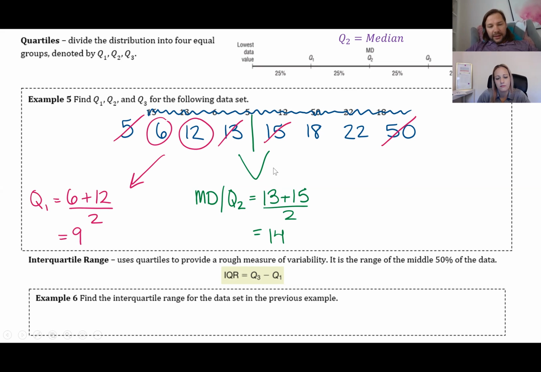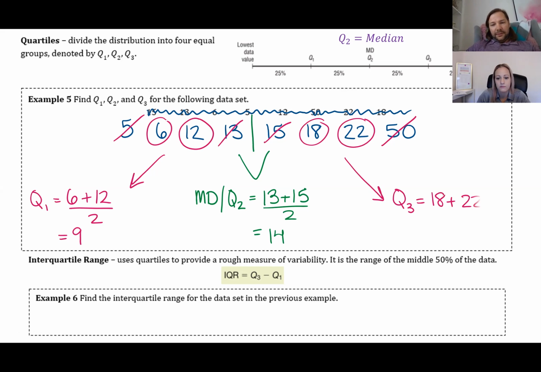And maybe the student should pause and try and do Q3. You can pause the video or you can just keep listening. But again, to get Q3, all you're going to do is you're going to take the 4 largest values, cross out the 15 and the 50, and then take the average of 18 and 22, and that's going to be 20, because you take 18 plus 22 divided by 2 gives you 20. And so that says that Q3 is 20.